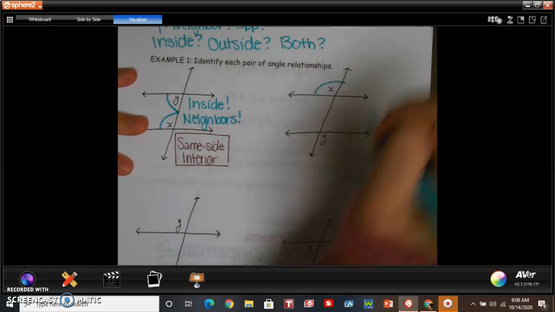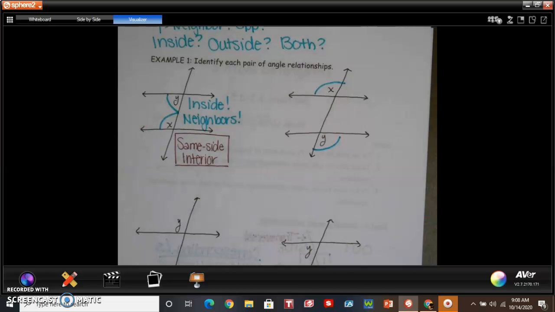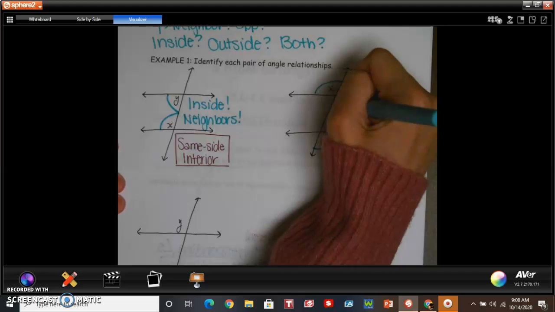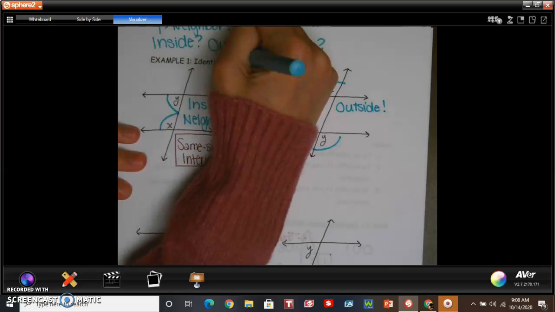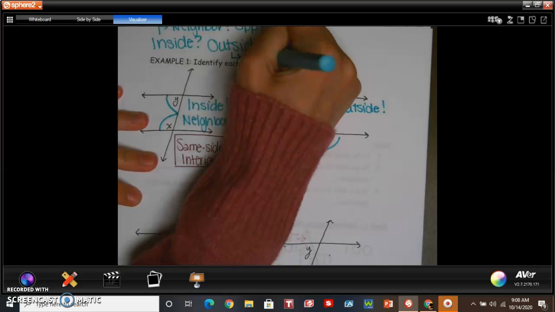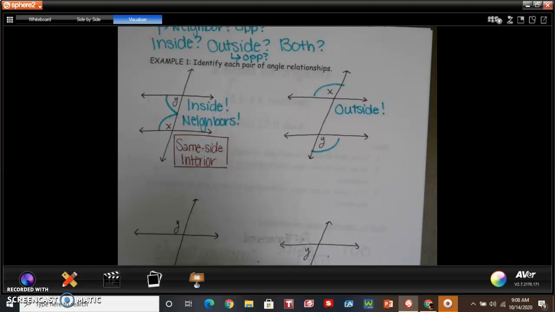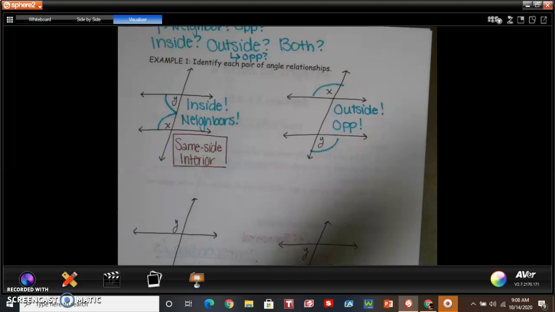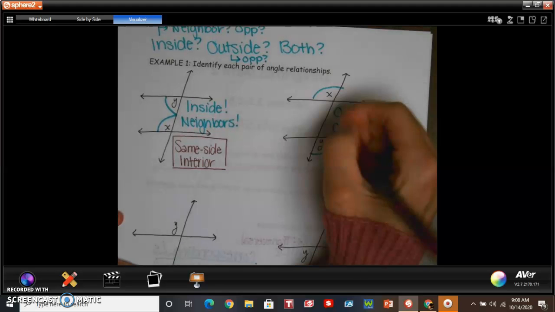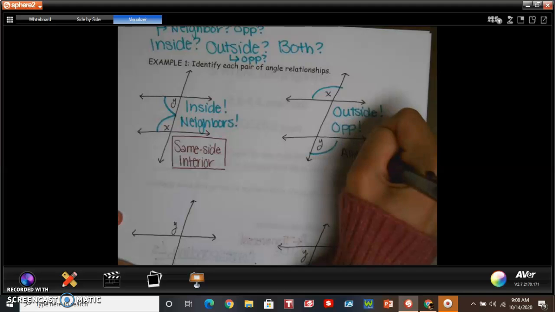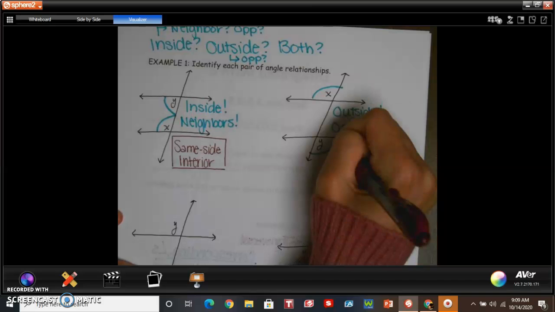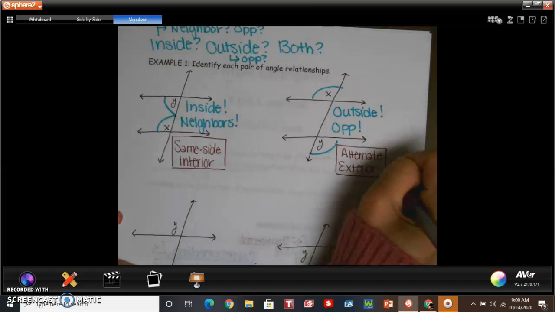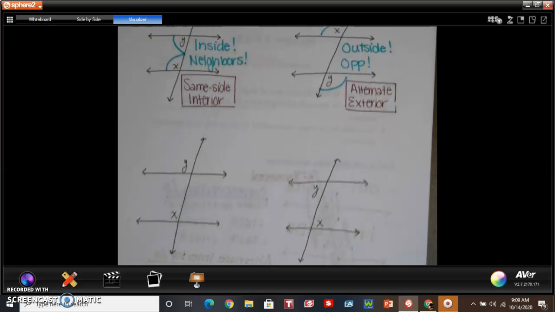So here's angle X and here's angle Y. So we're going to ask ourselves, inside, outside, or both? Well, X is outside our two lines, and so is Y. It is outside. Okay, the next thing we need to ask ourselves if we're dealing with outside is, are they opposite? Yes, they are diagonally across from each other. They are opposite. So if it's outside and opposite, our answer is alternate exterior. Yay! All right, let's look at the next one.